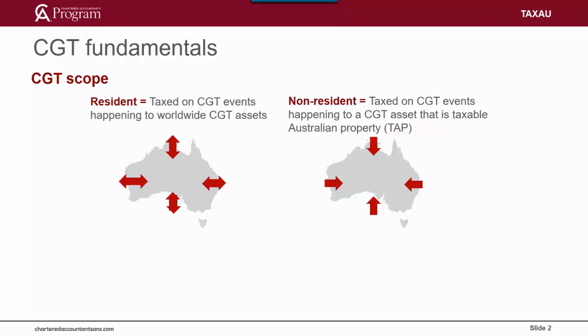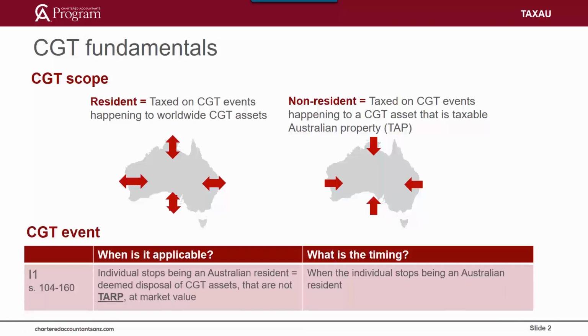Due to this difference in the scope of CGT, if a resident taxpayer becomes a non-resident taxpayer, many of the taxpayer's CGT assets will cease to be taxable in Australia. For this reason, CGT event I1 applies when the taxpayer stops being an Australian resident. This event deems there to be a disposal of each of the taxpayer's CGT assets at market value other than taxable Australian real property, or TARP.